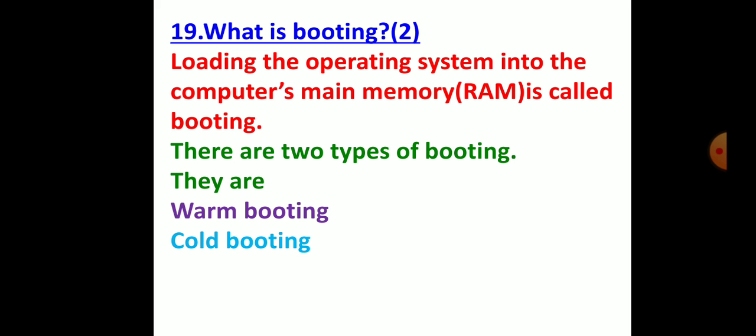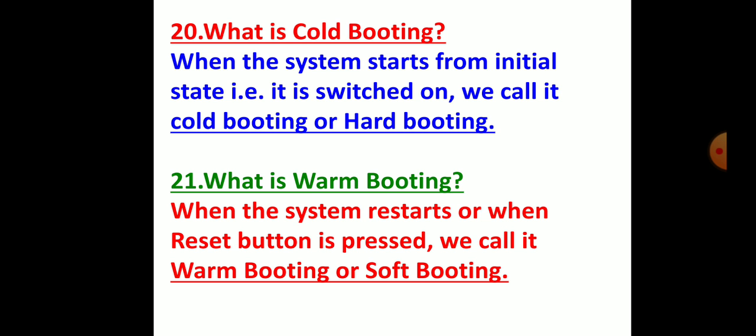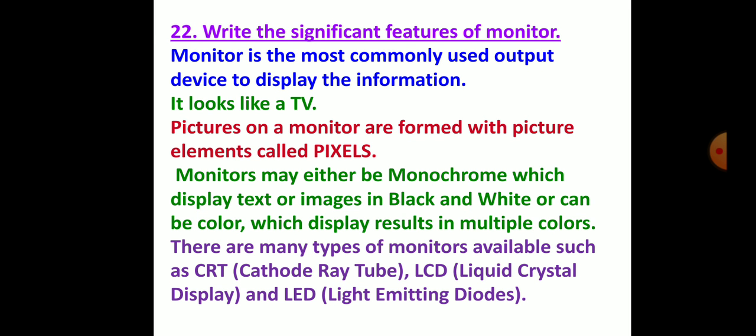There are two types of booting. They are warm booting, cold booting. What is cold booting? When the system starts from initial state, that is, it is switched on, we call it as cold booting or hard booting. What is warm booting? When the system restarts or when reset button is pressed, we call it as warm booting or soft booting.